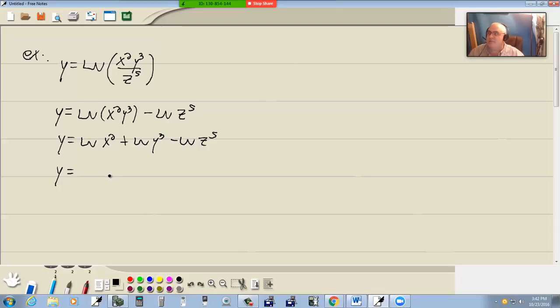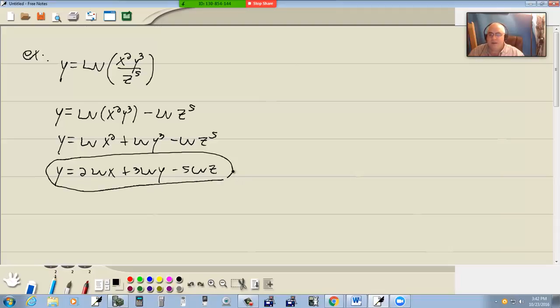And then our last item we need to do is take those powers and put them out in front. As I said, we'd like to get a single variable with a log in front of it. So this becomes 2 natural log of x plus 3 natural log of y minus 5 natural log of z. And that would be our answer.